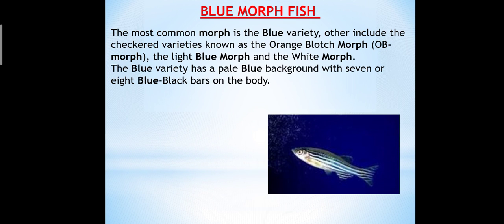So next is the blue morph fish. The most common morph is the blue variety. Others include the checkered varieties known as the orange blotch morph, the light blue morph, and the white morph. The blue variety has a pale blue background with 7 or 8 blue-black bars on the body.